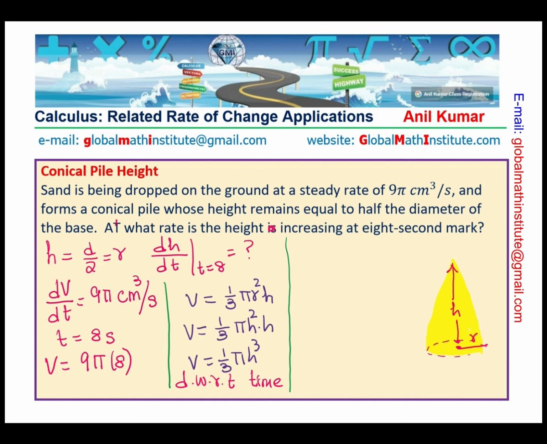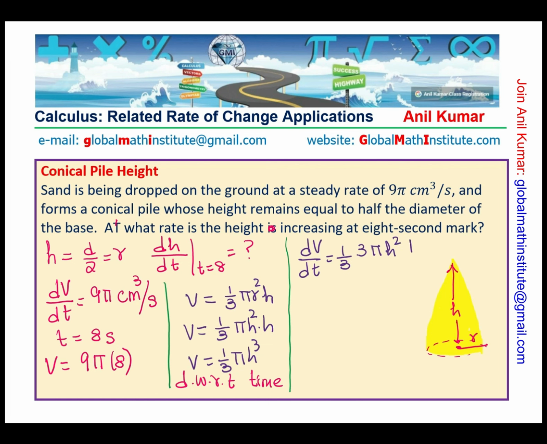Since height and radius both are increasing with time, the volume also is. So that is implicit differentiation. Let's do it. Once we do that, we get dV/dt equals 1/3 times 3, with pi being a constant, h square dh/dt. So we get dh/dt, which we need to find.